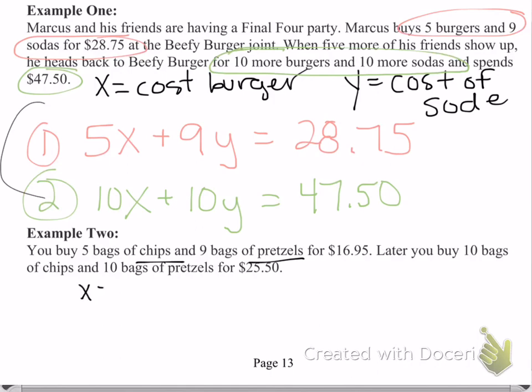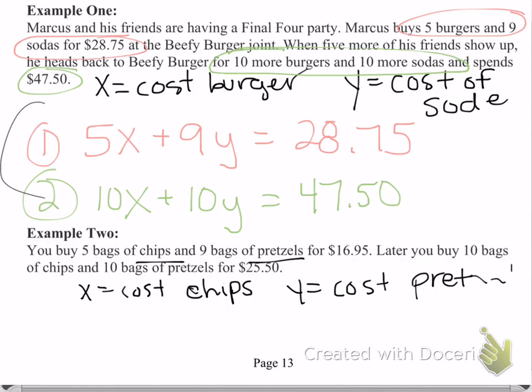So X is going to be your cost of chips, and Y will be your cost of pretzels. Goodness gracious, my pen just keeps pooping out on me. Cost of pretzels. Much better. Okay, so we have 2 scenarios here.